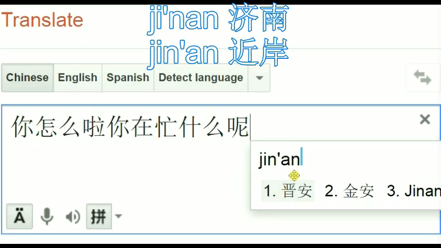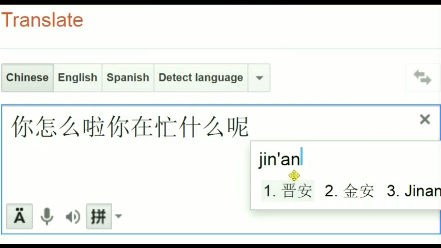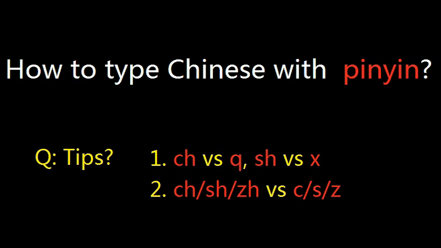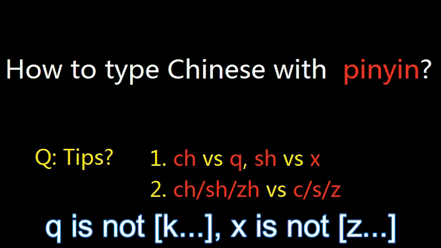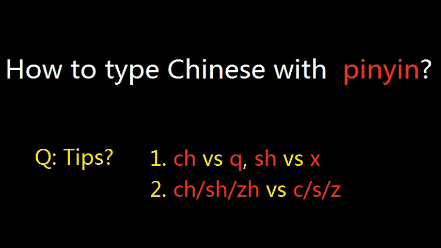This is the demo of how to type Chinese characters using Google Translate. Tips, common mistakes people should be aware of when they type Chinese using Pinyin. The first one is when you type Qi, which is Q, you may use CH, or when you type Xi, which is X in Pinyin, you may use SH. So this is CH for Q and SH for X.